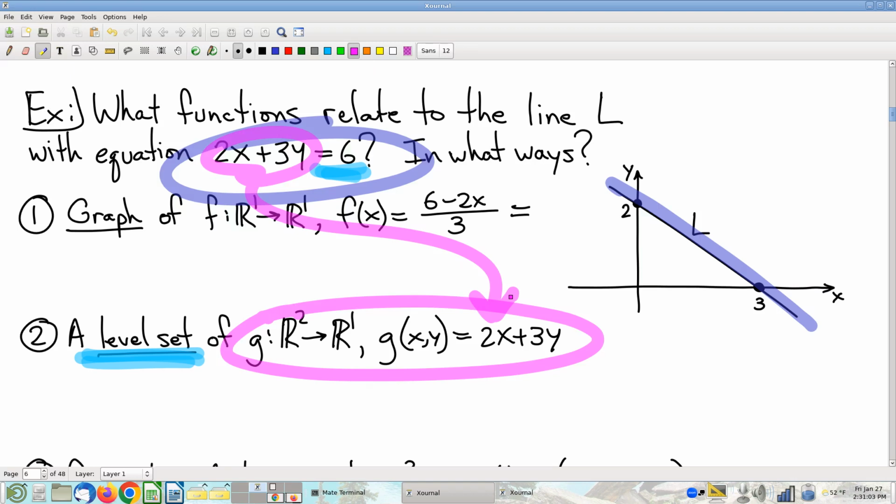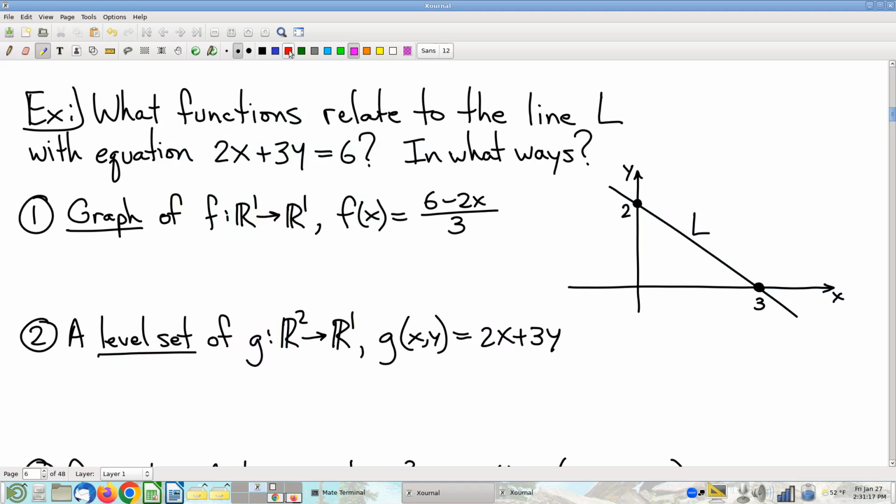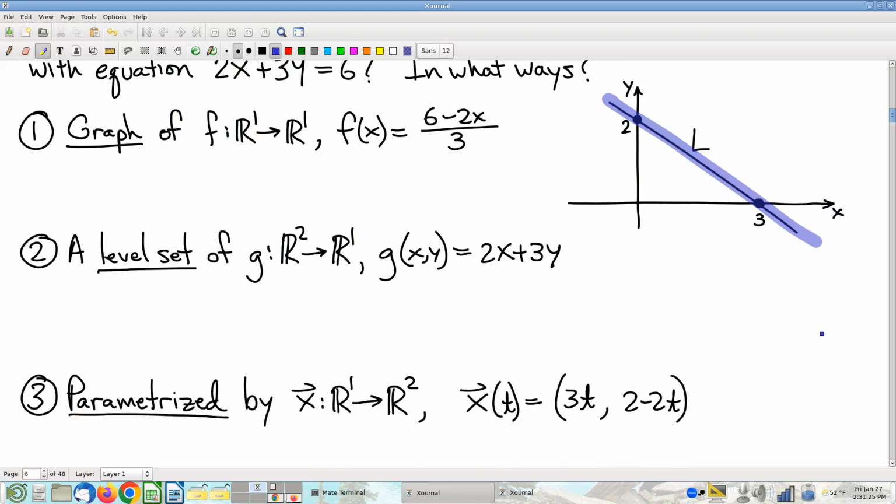Okay. So this same line, it's a graph of one function. It's a level set of a different function. Everybody with me? Okay. And then furthermore, same line there is parameterized by yet another function.